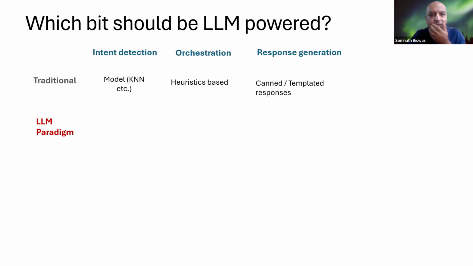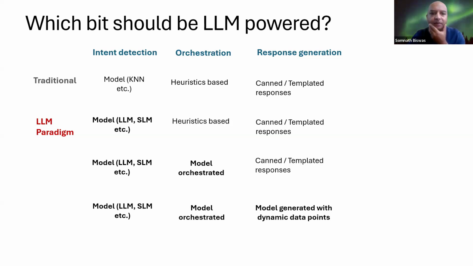Now let's see how it might change in the LLM paradigm. In the LLM paradigm, again, you can have three sets of combinations. One is traditionally, instead of using the KNN kind of models, you now have the advantage of using LLMs or small language models as well, or various models.